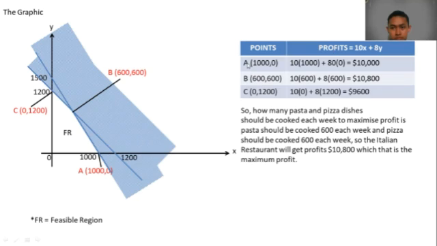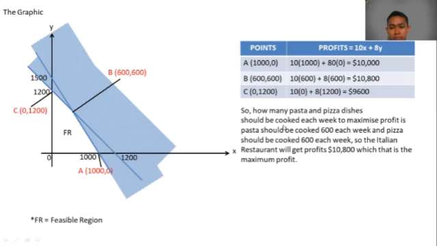From the first point, A at 1,000 and 0, we calculate the profit 10x plus 8y, and we get a profit of $10,000. For the B point, 600 and 600, we calculate the profit and get $10,800. And for the C point, 0 and 1,200, we calculate the profit and get $9,600.